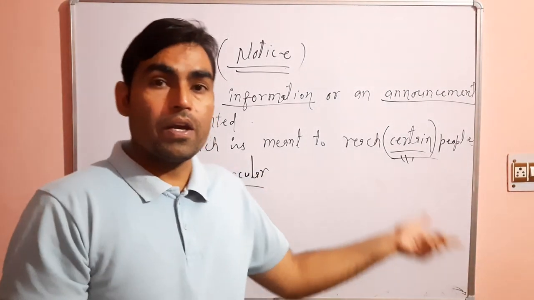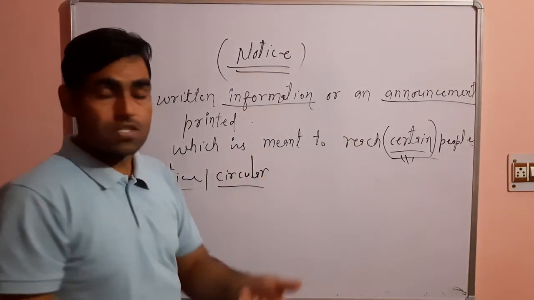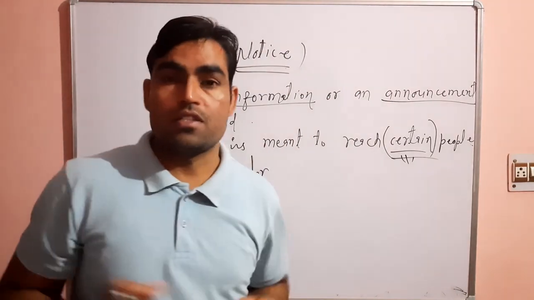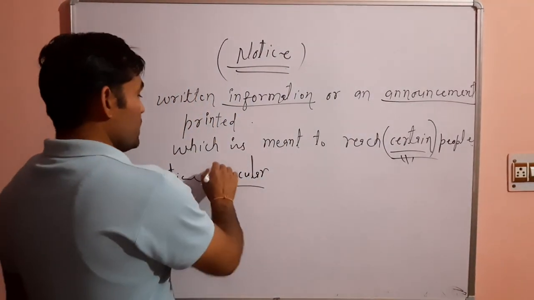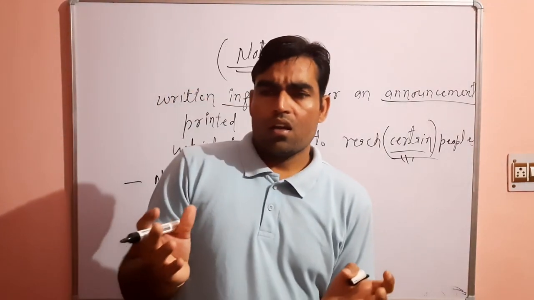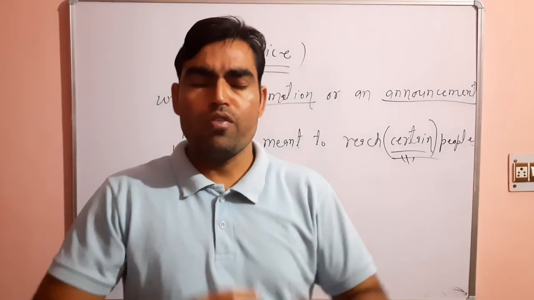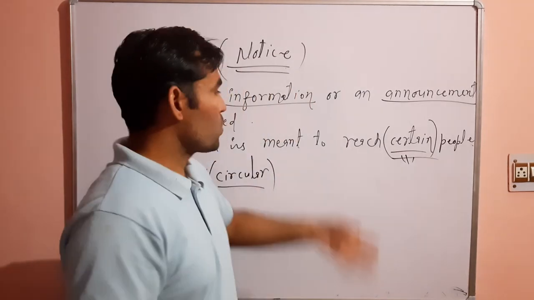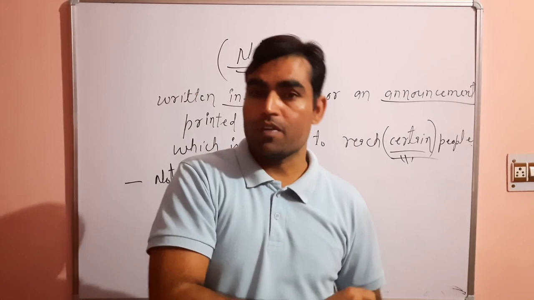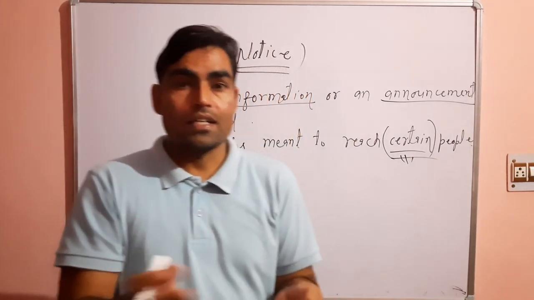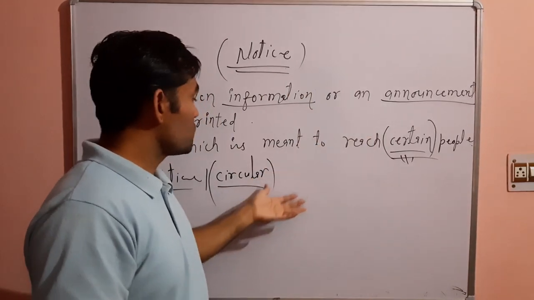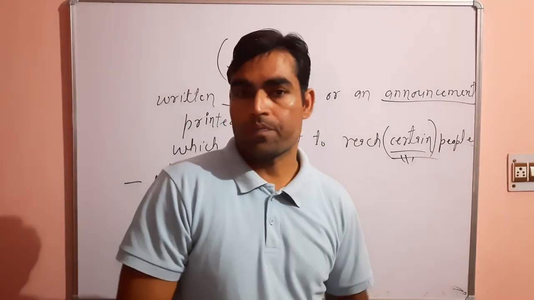Notice can be compared to circular as far as disseminating information and announcement is concerned. What is a circular? When we circulate the news, when we circulate the information from one person to another person with the help of a certain person, that type of announcement is called circular.